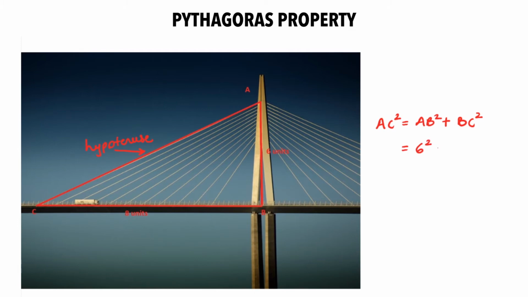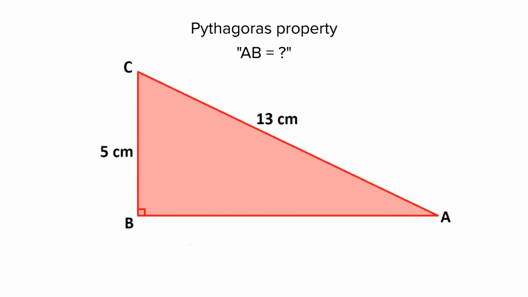But AB is 6 units and BC is 8 units. Therefore, the hypotenuse AC square is equal to 6 square plus 8 square, which is 36 plus 64. वो कितना हो गया? That's 100. So AC is equal to square root of 100, जो कि है 10 units. Let's see one more example.